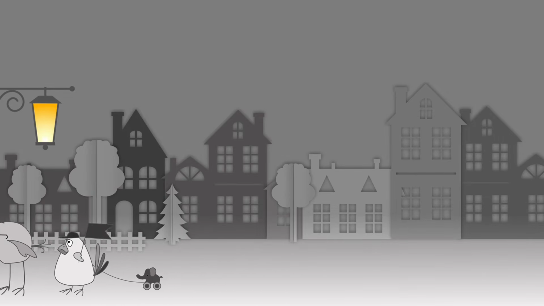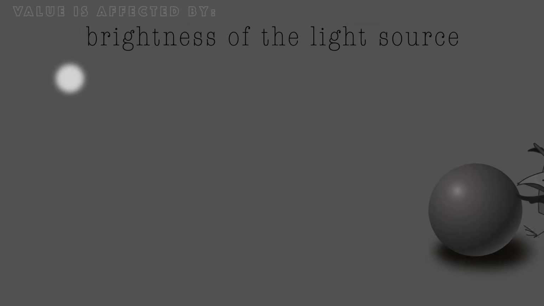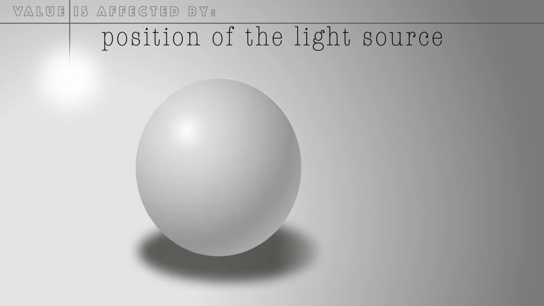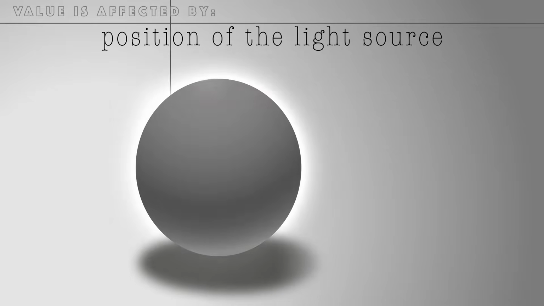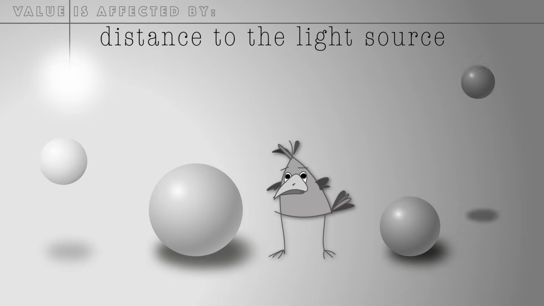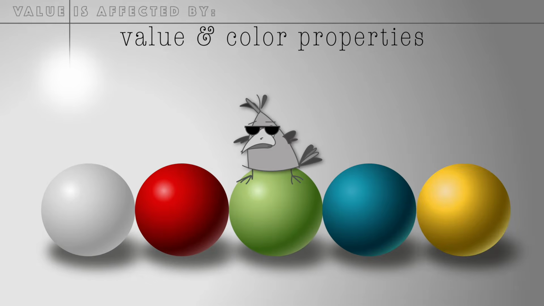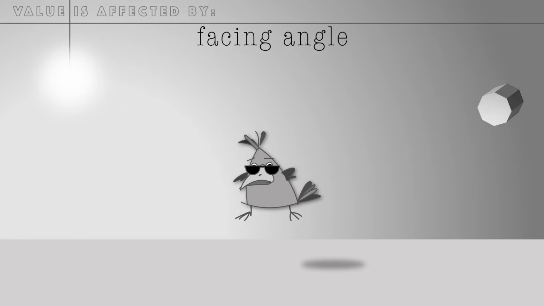The amount of light reflected from a surface is affected by many things, like brightness of the light source, or position of the light source in regards to the object, distance to the light source, value and color properties of the surface itself, how a surface is facing the light.